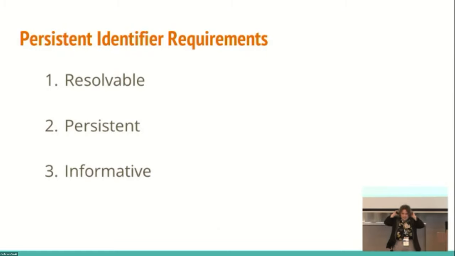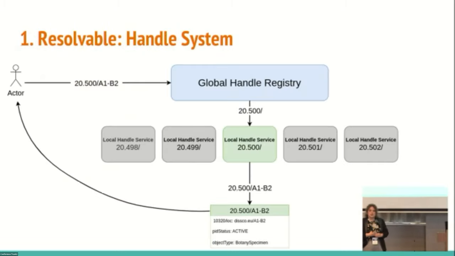Finally, it needs to be informative. So this means that the PID record needs to contain machine actionable information so that it doesn't have to resolve every time, because we will be having a lot of digital objects in DiSCO. So I'm going to talk a little bit about the technology that we're using to achieve these three goals.